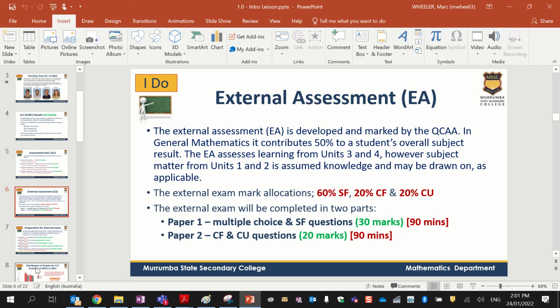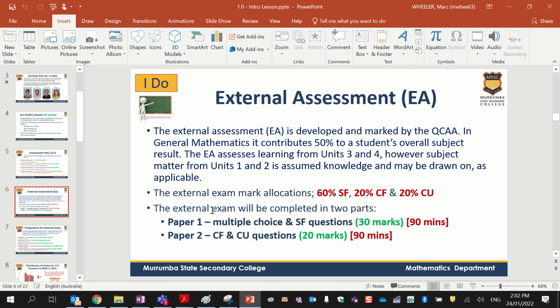Okay, so the external assessment, it's important you know what this is. It's developed and marked by QCAA. In general mathematics, it contributes to 50% of your students' overall result. The external assessment assesses learning from Units 3 and 4. However, they may draw on some subject matter from Unit 1 and 2 as assumed knowledge. So it's still important that you know what we taught you last year. The external exam mark allocations are the same as what we do at school. So it's 60% simple familiar, 20% complex familiar, and 20% complex unfamiliar.